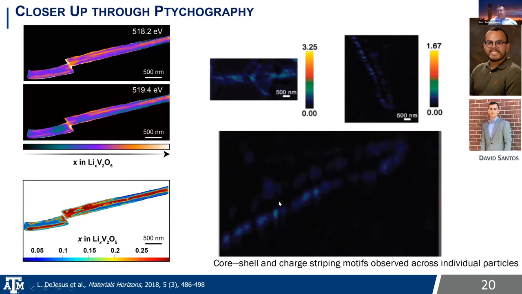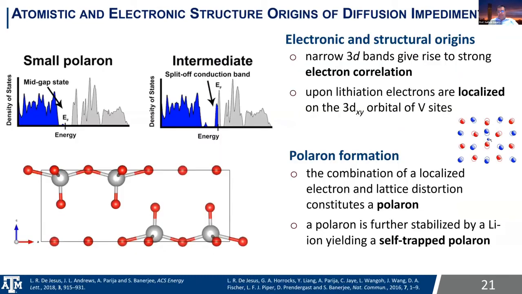If your wire is particularly thin, you see very distinctive phase separation, charge striping, and core-shell motifs across individual particles, right? And so the first question is, what is going on? Why is it that the lithiation is not homogeneous across the entire particle? Why do you see these motifs?